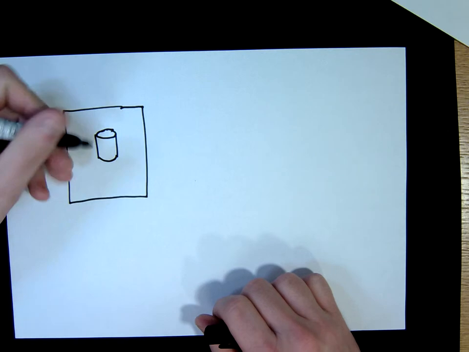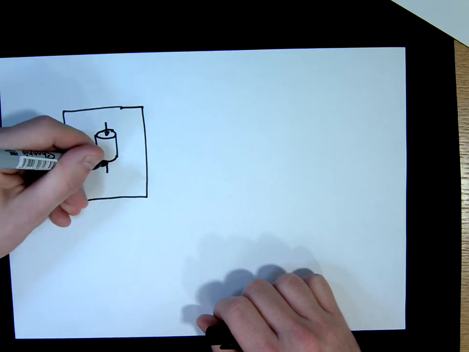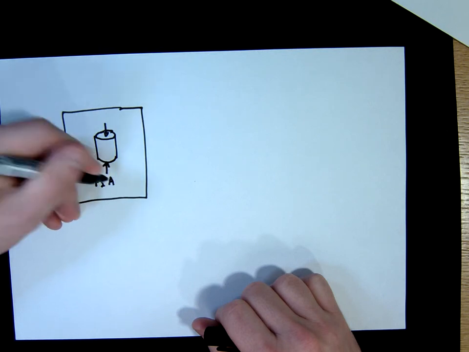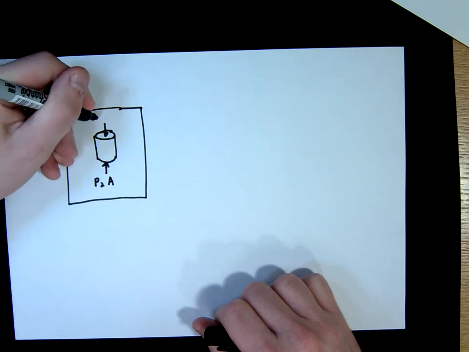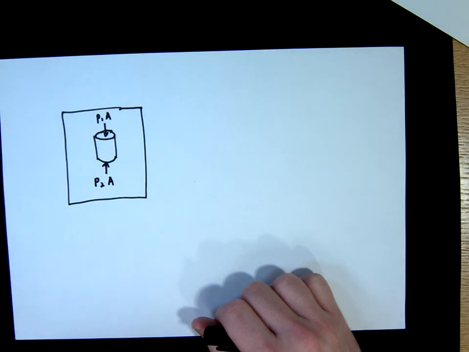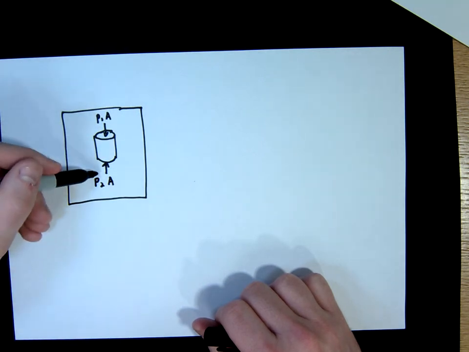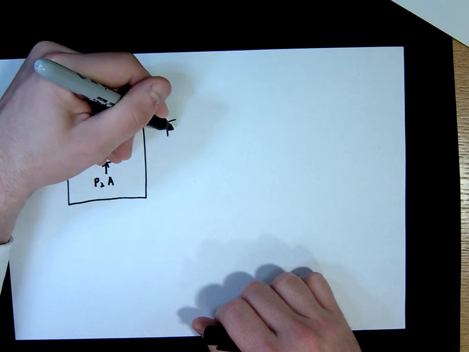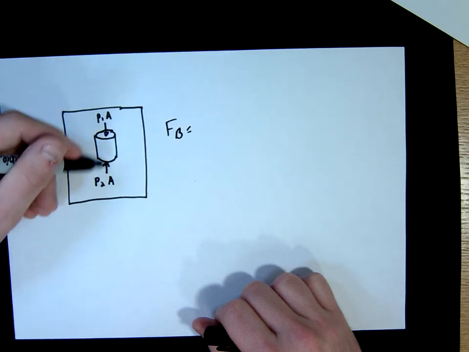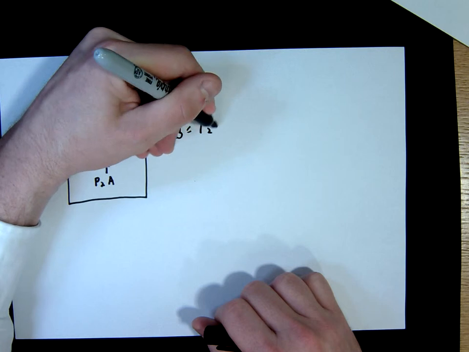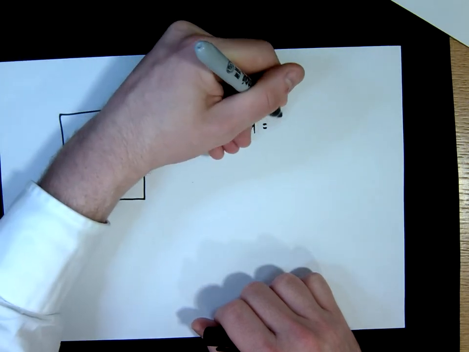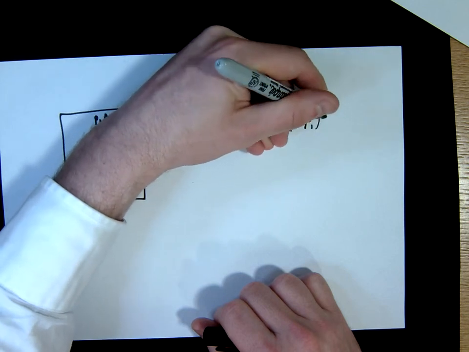Now, on this object there's going to be a force pushing down and a force pushing up. The force pushing up is going to be P2, the pressure there, times the area. The force pushing down is going to be P1 times the area. There's going to be a difference between these forces, as we saw last time, due to the height of this cylinder. And so we're going to call the buoyant force the difference between these two forces. And it turns out it's going to be P2A minus P1A. I'm going to rewrite this as P2 minus P1 times A.